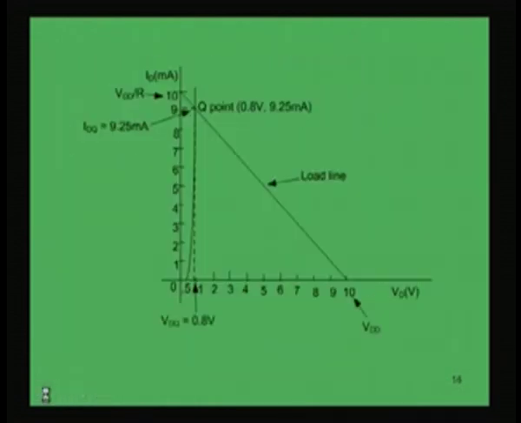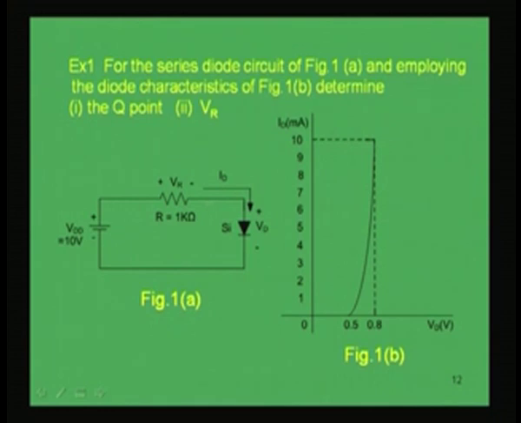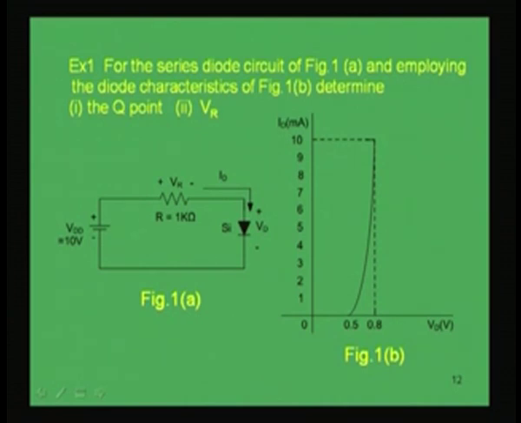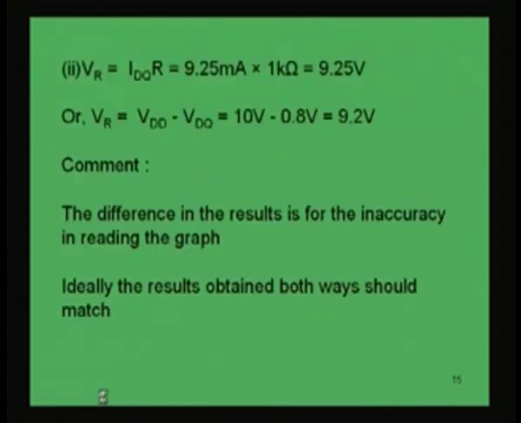So, the voltage VR, as you can see in this figure, this voltage drop is the current flowing through this resistance multiplied by this resistance. So, current flowing through it is IDQ at that particular operating point and multiplied by resistance 1 kilo ohm, we get this VR, that is equal to 9.25 milliampere into resistance 1 kilo ohm, which is 9.25 volt. Now, this is one way of finding out VR, but another way also we can find out this VR. This VR is nothing but this voltage minus this drop. So, there is another way, both the ways should actually match.